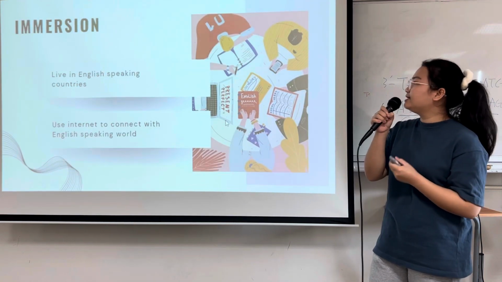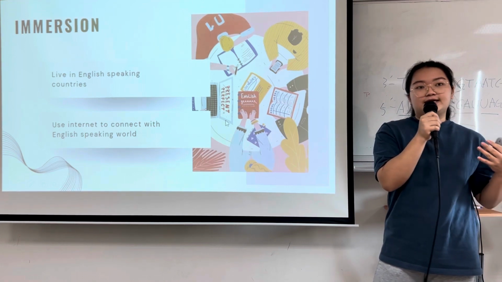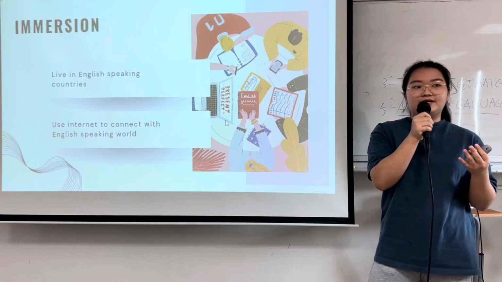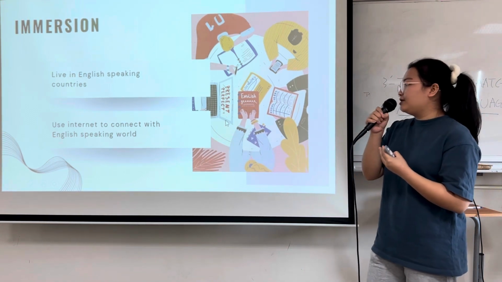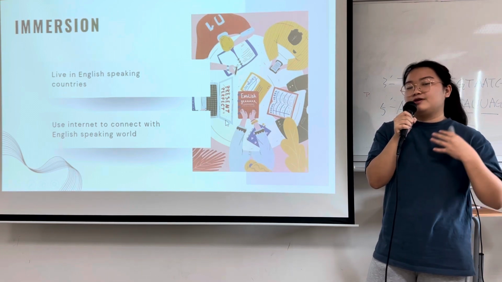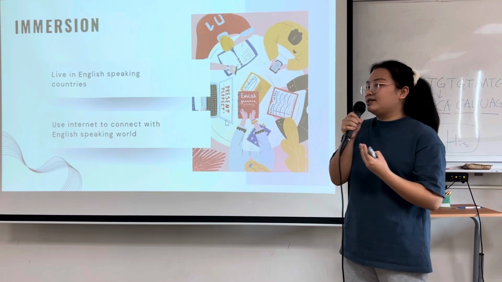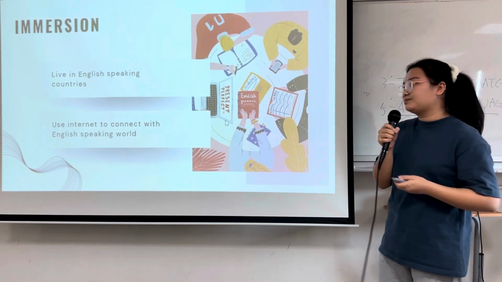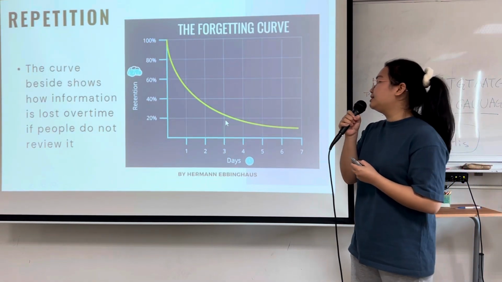Then the second one is immersion. It means that you are surrounded by an English environment. If you have a chance, just live in English-speaking countries like England or the United States. But if you don't have that chance, don't worry. With the advancement of technology, you can easily use the internet to connect with the English-speaking world. Then the third one is repetition.